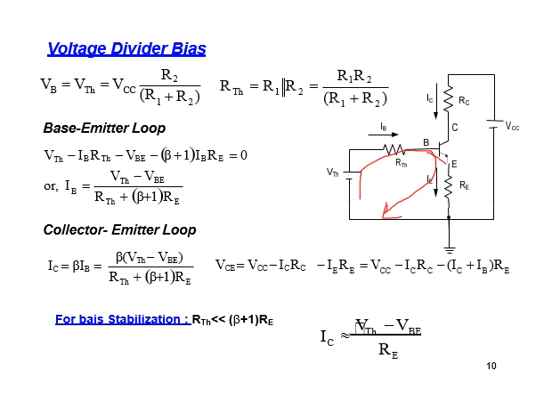Now this IE is equal to beta plus 1 times IB. So we will replace this IE by beta plus 1 times IB in this equation, and this becomes equal to 0. IB equals VTH minus VB upon RTH plus beta plus 1 times RE. So this is the expression for the base current obtained on applying the Kirchhoff voltage law on the input side.